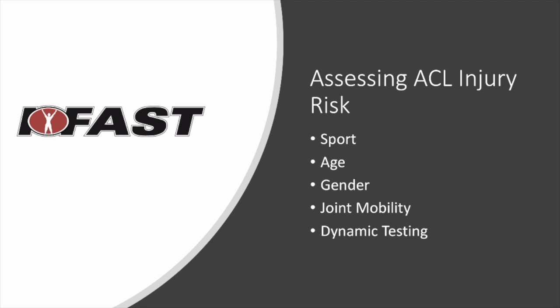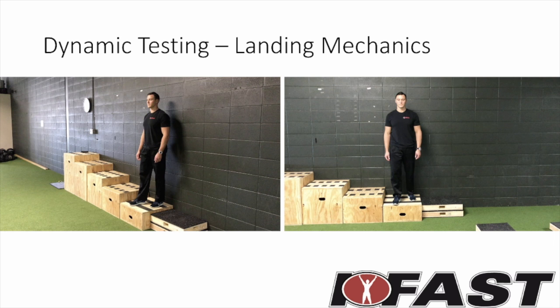As part of our ACL injury risk assessment, we're going to look at a lot of joint mobility issues. There's a lot of things that can potentially influence how the knee is positioned and how the knee is loaded, and joint mobility certainly plays into that. And then we're going to see how our athletes respond to certain dynamic tests. And that's a little bit of what I want to talk about today, is one of the dynamic tests that we use, which is very, very simple, but provides us a great deal of information.